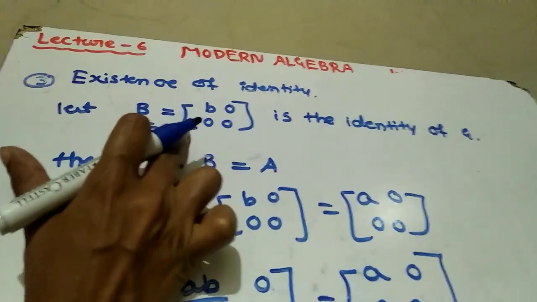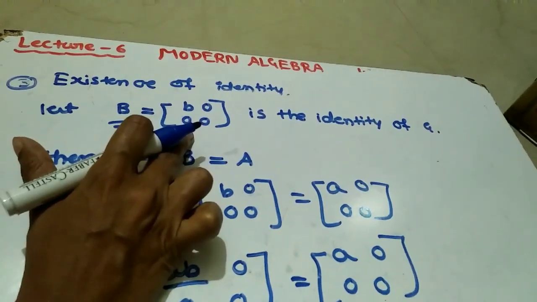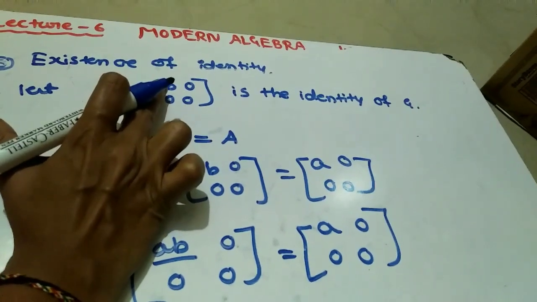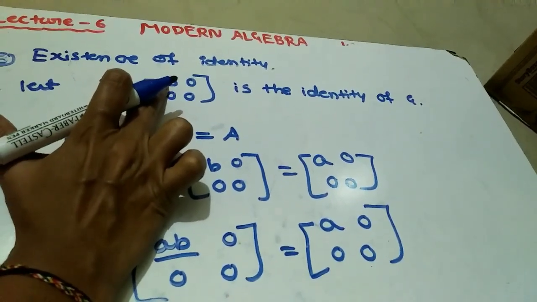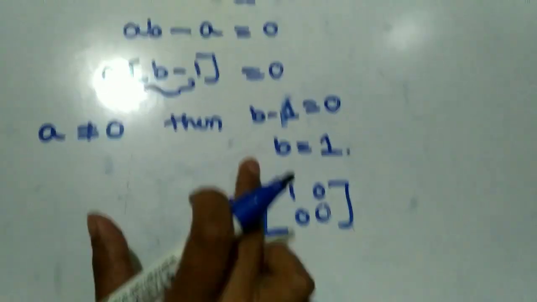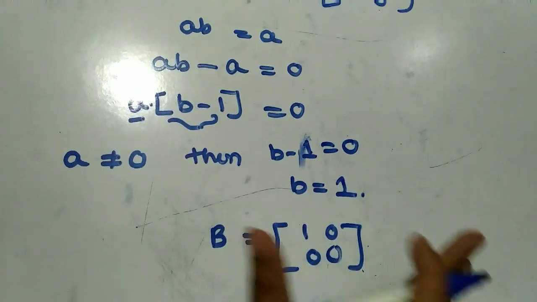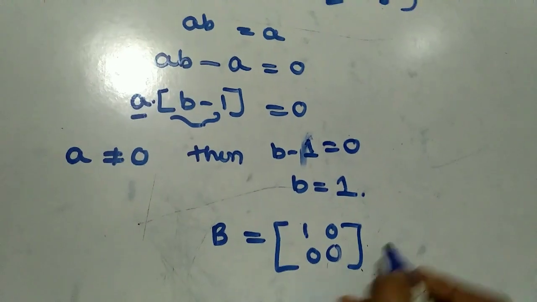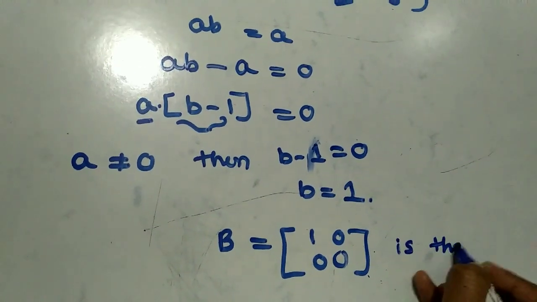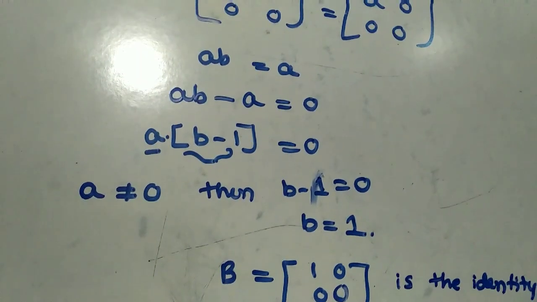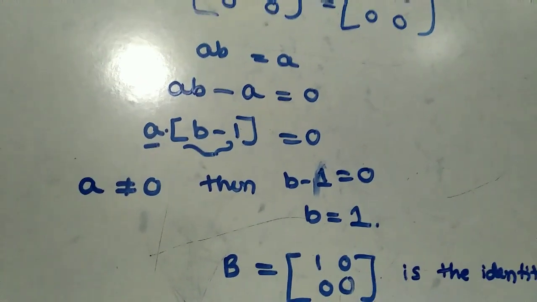So here I consider B equal to B 0 0 0, as the identity matrix. Here I am going to find the value of B. So I get the value of B as 1, which of course is not equal to 0. Which is the identity of G.